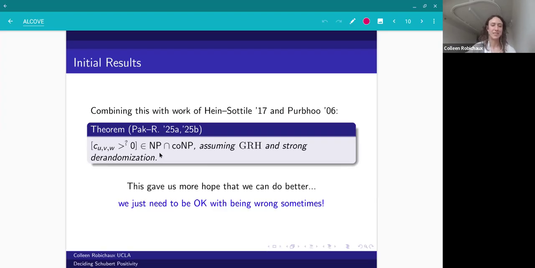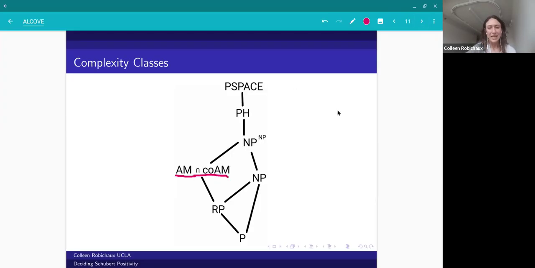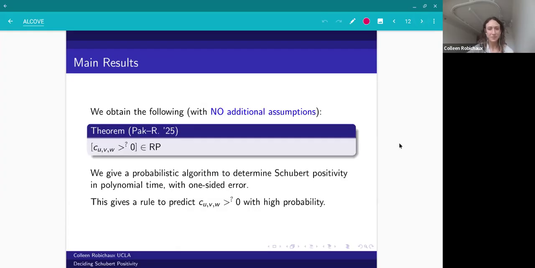It's rare to find a problem that is in the class NP and co-NP that doesn't fall down to P. And lastly, we had some early conversations with Kevin, who I think is here in the audience, that hinted that maybe a probabilistic flavor of a solution could work for this problem. And so we decided to try even harder to get this sort of probabilistic solution. And we do. We are able to remove this fancy computer science assumption, remove the GRH assumption, and give a probabilistic polynomial time algorithm to actually decide if this Schubert coefficient is positive.